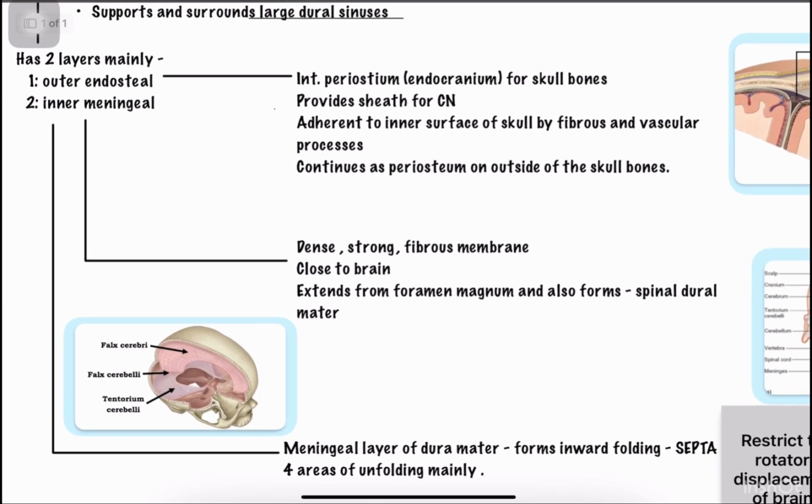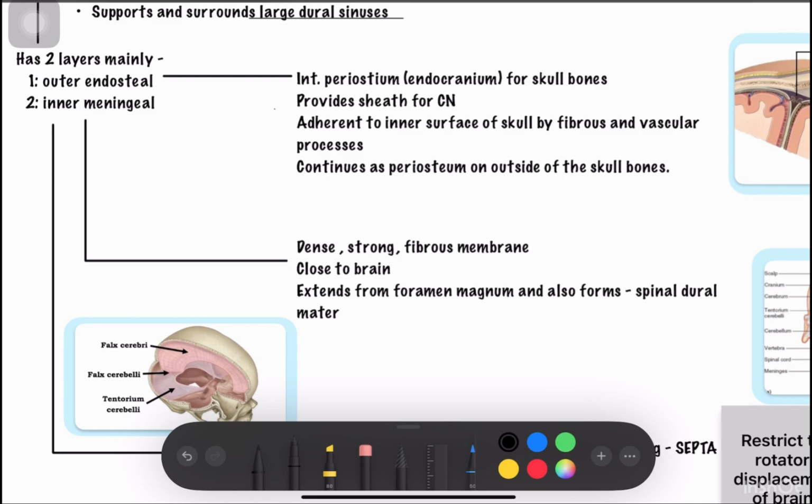Okay, so we can say that the outer endosteal layer, or the internal periosteum, the endocranium for the skull bones, provides a sheath for the cranial nerves as well, adherent to the inner surface of the skull by fibrous vascular processes, and it continues as the periosteum on the outside of the skull bones.